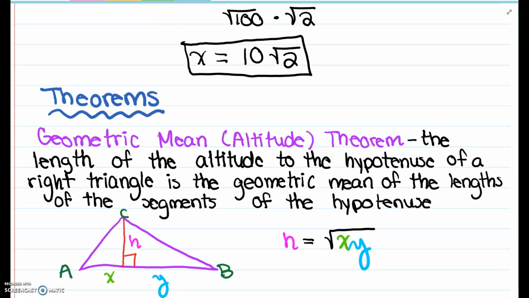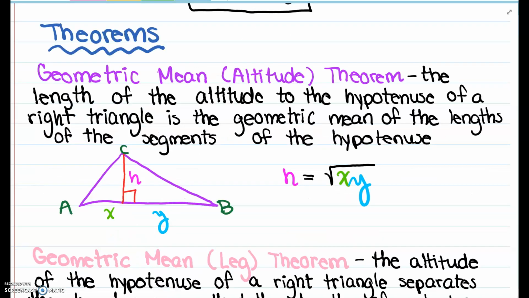We can apply the geometric mean to certain theorems. So we have the geometric mean altitude theorem. This states that the length of the altitude to the hypotenuse of a right triangle is the geometric mean of the lengths of the segments of the hypotenuse. You can see this diagram right here, and h, the altitude, equals the geometric mean of x and y.